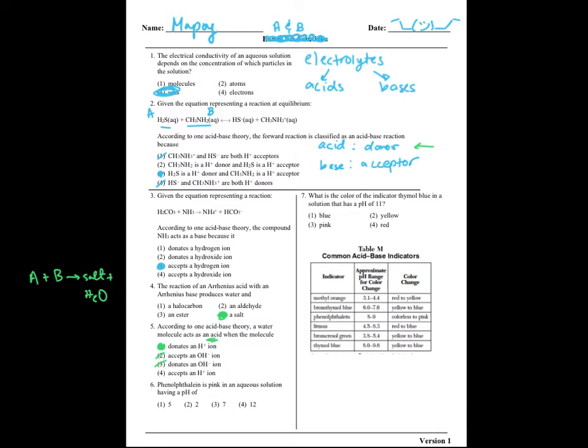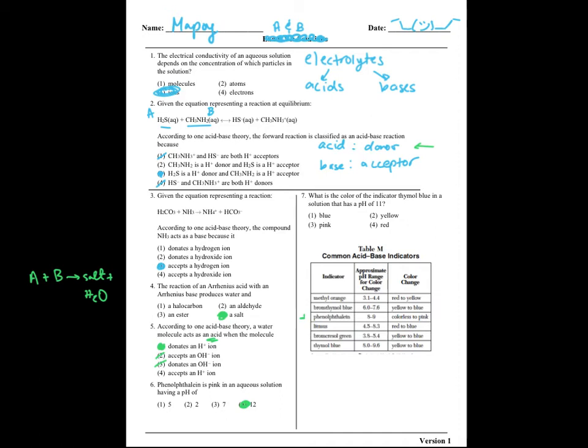Anyway, so phenolphthalein is pink in an aqueous solution having a pH of, so we're looking right here, phenolphthalein. It changes between 8 and 9. And as long as you're above 9, then you're definitely pink. And the only one above 9 is 12. Everything else is below 8, which will remain colorless.